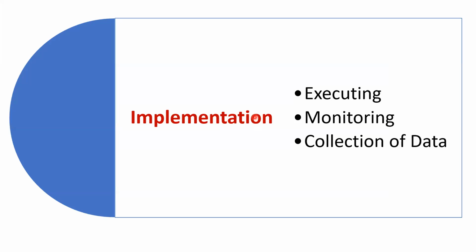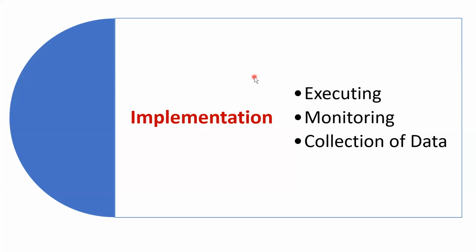So then you have the implementation. So whatever you have planned, can you implement that? So you have a very excellent planning in theory, but you cannot apply. So practically that fails. So you don't have ability to execute that. You don't have ability to monitor that. You don't have ability for collection of data for that experimentation. So in that case, you have to optimize everything.